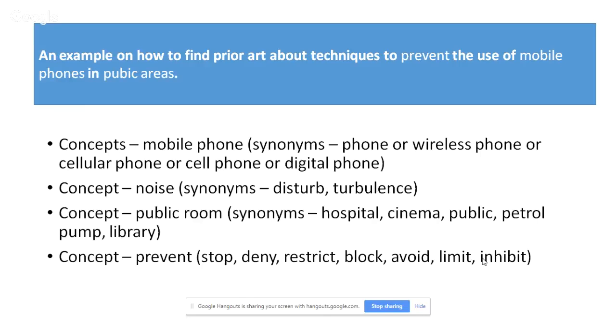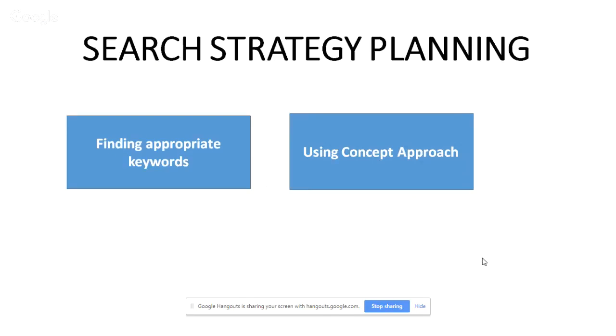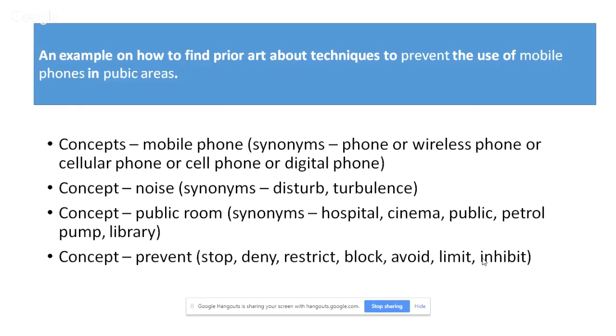So what all concepts can be derived from this set of invention? First is the mobile phone itself. Now, as we discussed in the previous slide, we need to first find out the appropriate keywords and then we need to build on the concept approach. So here we'll see how we are building on the concept approach using the keywords. So the first keyword is the mobile phone. We can use phone, wireless phone, cellular phone, cell phone, or digital phone as the synonyms for the mobile phone.